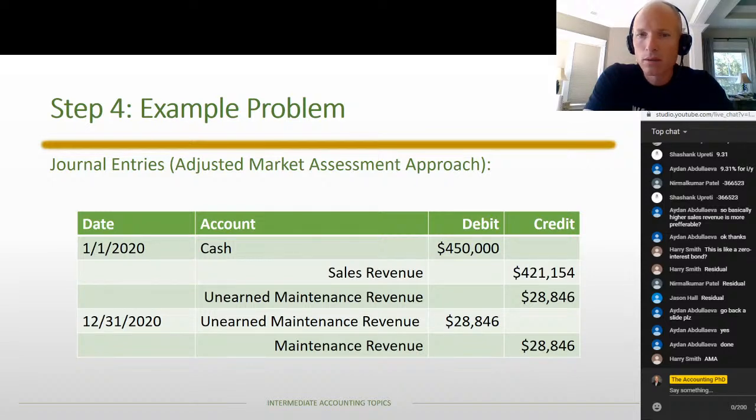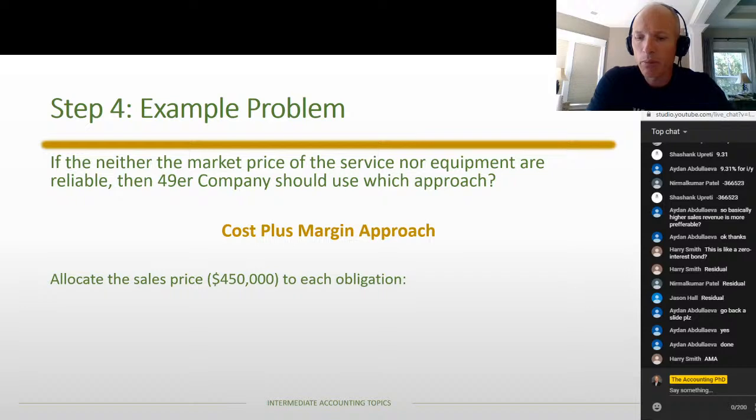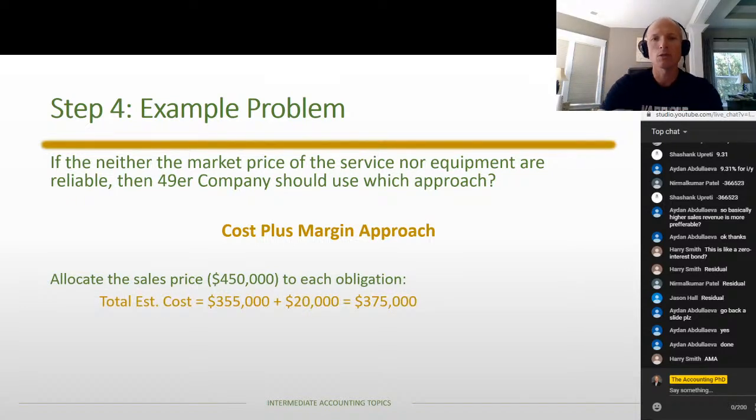All right, now the final one. If neither the price of the service or equipment are reliable, then they should use which approach? Hopefully by now this one's obvious that we're left with the cost plus margin approach, and in fact I explicitly said on the previous slide that this is what they're going to use. So again, this is a little more complicated than the residual approach. We kind of have to walk through and say, okay, what's the total estimated cost of both items together? So the total estimated cost is $375,000.